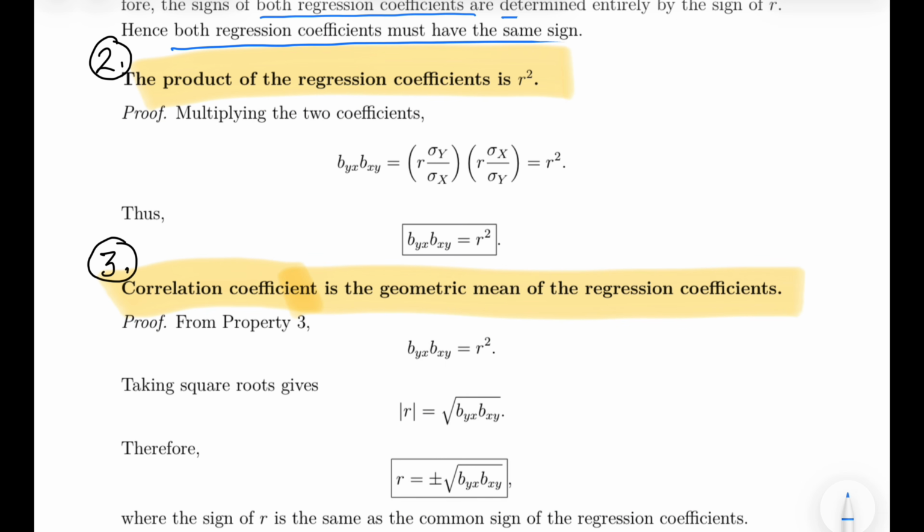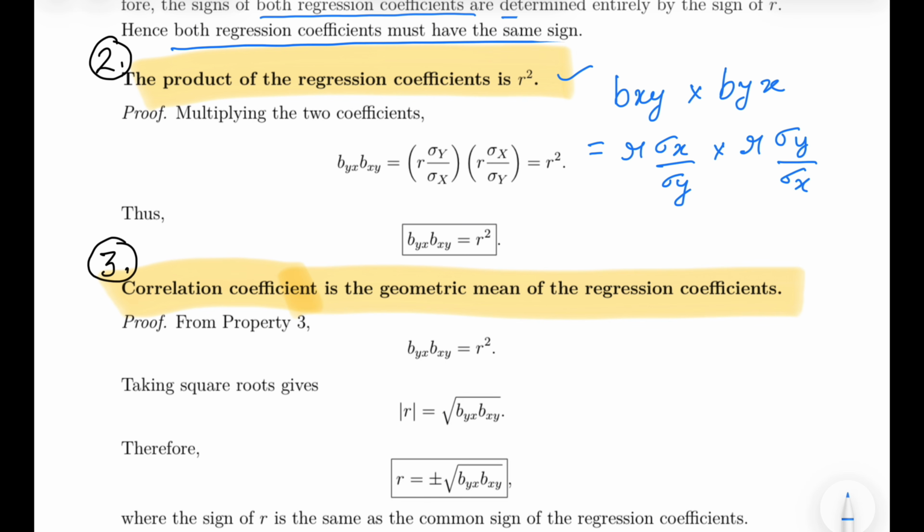Now let's see the second property. The second property states that the product of the two regression coefficients is small r square. What does it mean? If you multiply the two regression coefficients bxy and byx, you will get small r square. You just need to substitute the formulae: bxy is r sigma x over sigma y, and byx is r sigma y over sigma x.